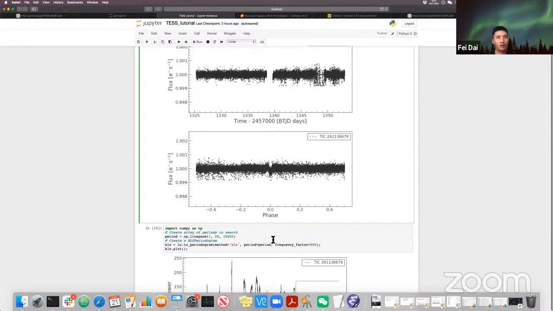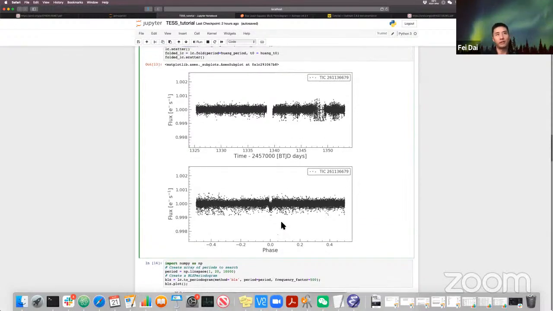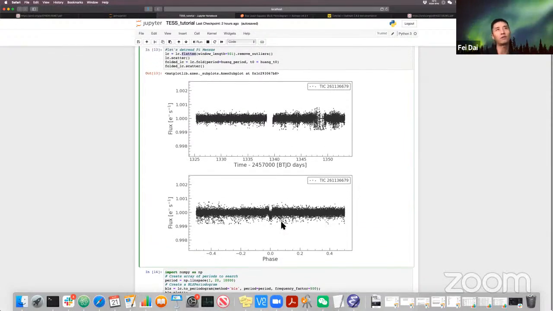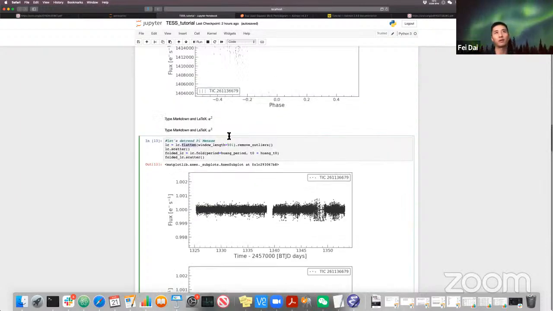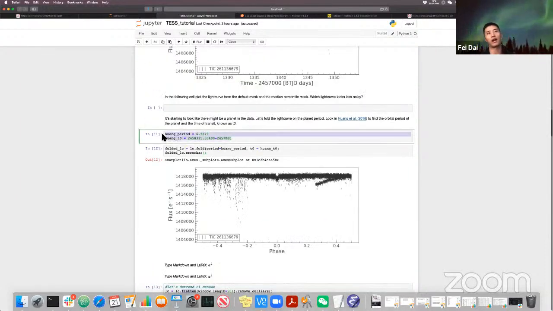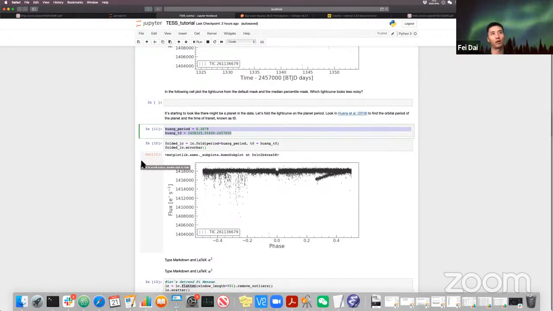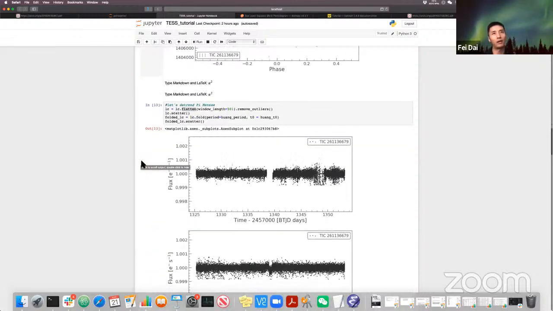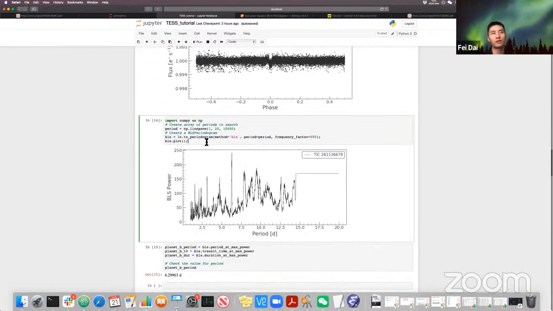Okay, so we cheated a bit in these first few cells because we started with a known period and the transit time of the planet. But in reality, we are doing a transit search. We do not know the period of the planet. So how do we do that? This is done with something called the box least squares method, or BLS in short.